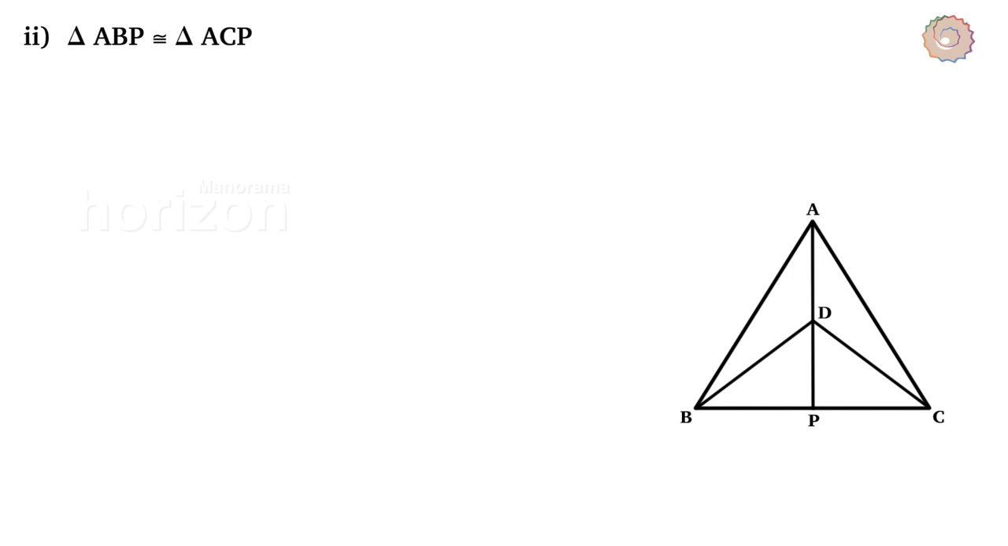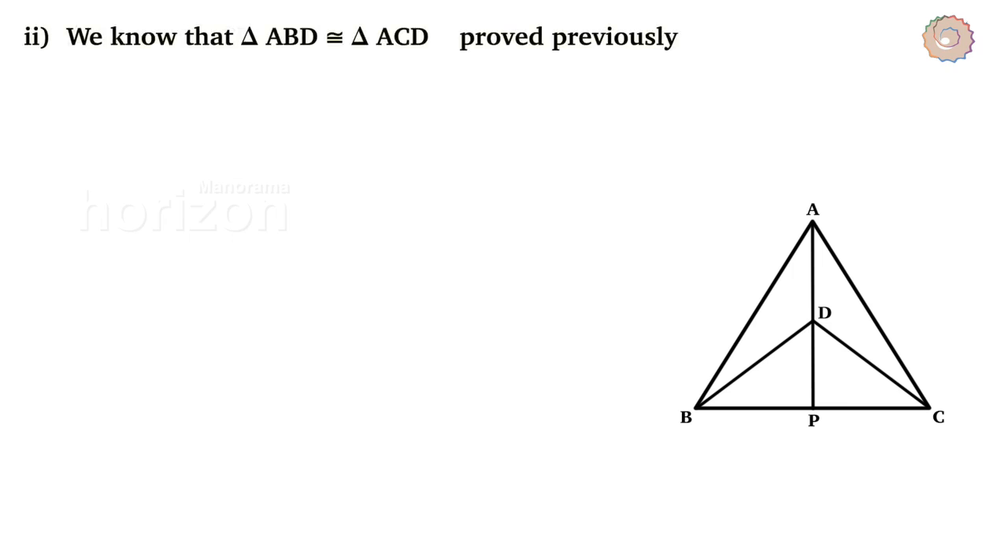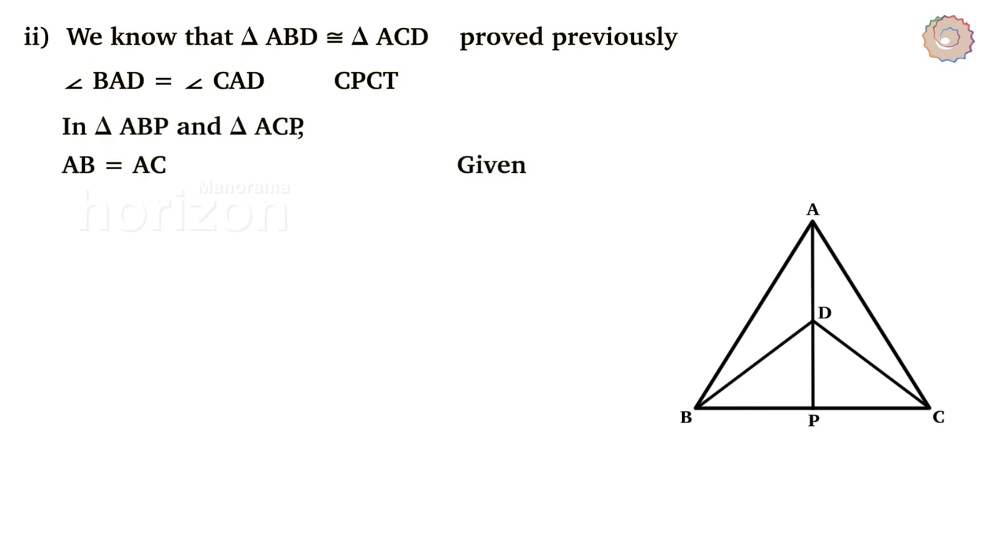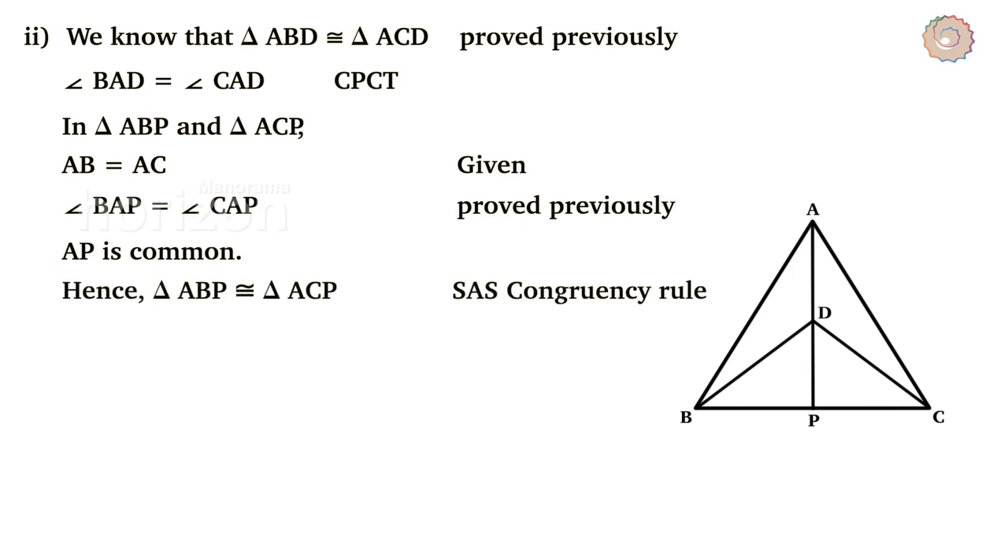Now, let us solve the second part of the question, which says to show that triangle ABP is congruent to triangle ACP. We know that triangle ABD is congruent to triangle ACD, which is proved previously. Also, angle BAD is equal to angle CAD because corresponding parts of congruent triangles are equal. In triangle ABP and triangle ACP, AB is equal to AC, which is given. Angle BAP is equal to angle CAP, which is proved previously, and AP is common. Hence, triangle ABP is congruent to triangle ACP according to the SAS congruency rule.